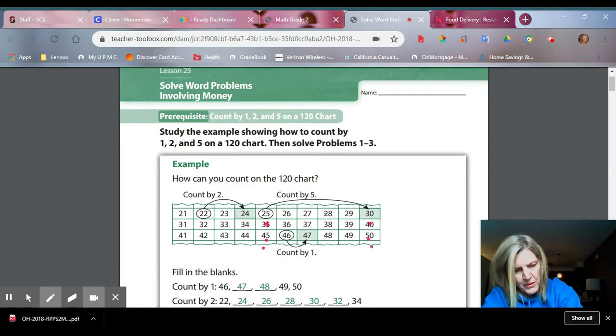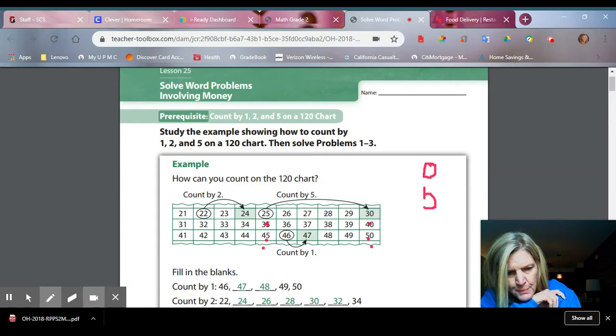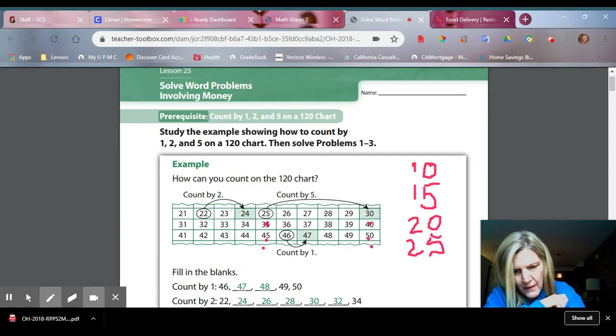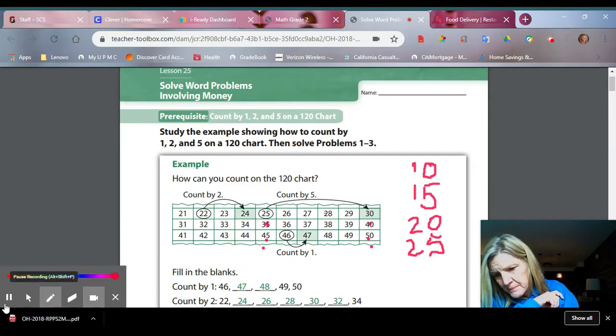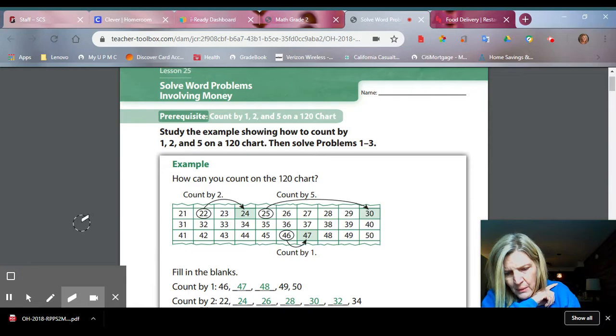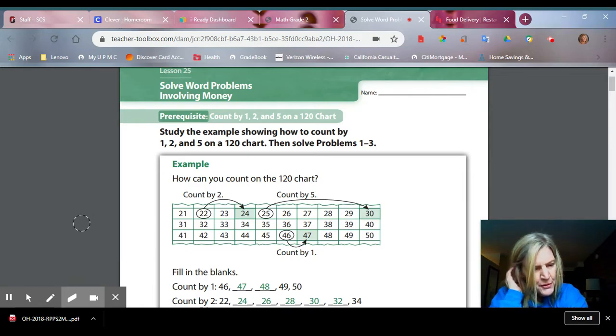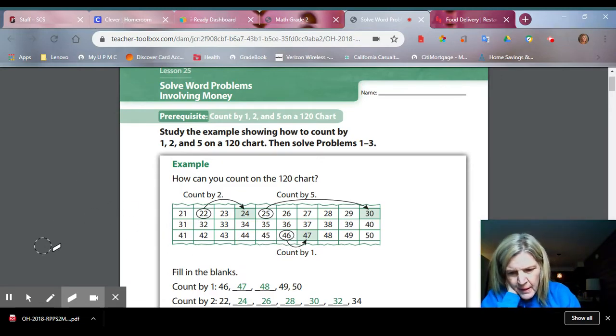And hopefully you remember that when you're counting by 5s, all multiples of 5 have either a 0 or a 5 in the ones place. So 5, 10, 15, 20, 25, 30, 35, 40, 45, 50. Hopefully you remember that. And of course, counting by 1s. You need to count by 1s when you're counting pennies or dollar bills, but you shouldn't have any problems counting on by 1s. So let's take a look at what they want you to fill in the blanks.